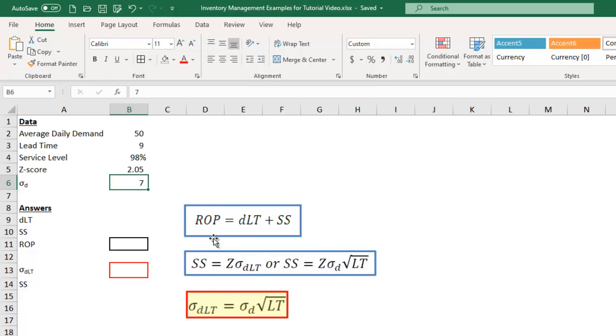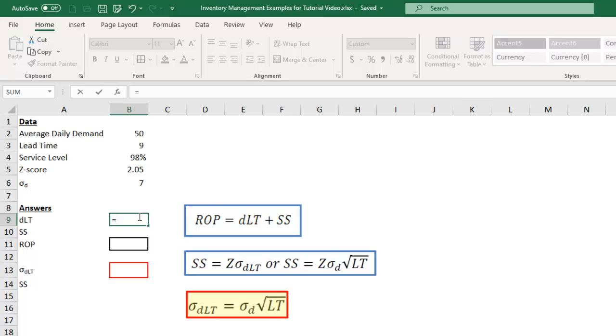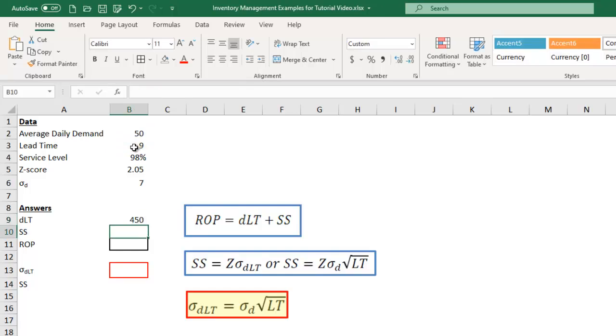Our reorder point formula at a very simple level is nothing more than the demand during the lead time period plus the safety stock. The demand during the lead time period is nothing more than equal to the average daily demand times the lead time. So what that means is during the lead time period of 9 days, we would expect demand to be 450 units.